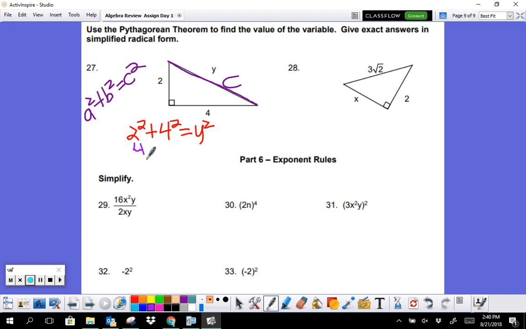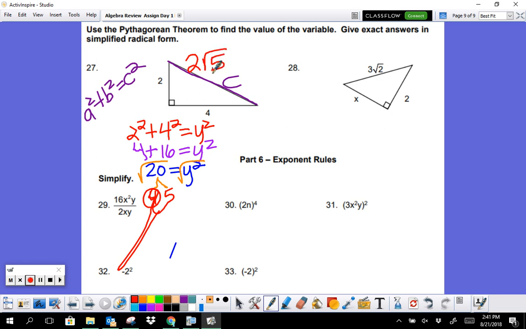So 2 squared is 4. 4 squared is 16 equals y squared. 4 plus 16 is 20 equals y squared. Again, we're trying to find y, which means we need to remove that squared, so I need to take the square root. This is where simplifying radicals, you need to know how to do this, because here I need to simplify. So 20 breaks into 4 times 5. And I'm going to bring out a 2 from the 4. And that means that side is going to be 2 square root of 5.